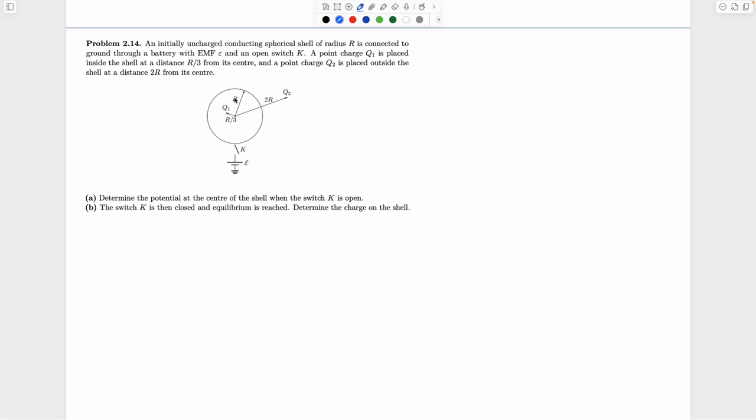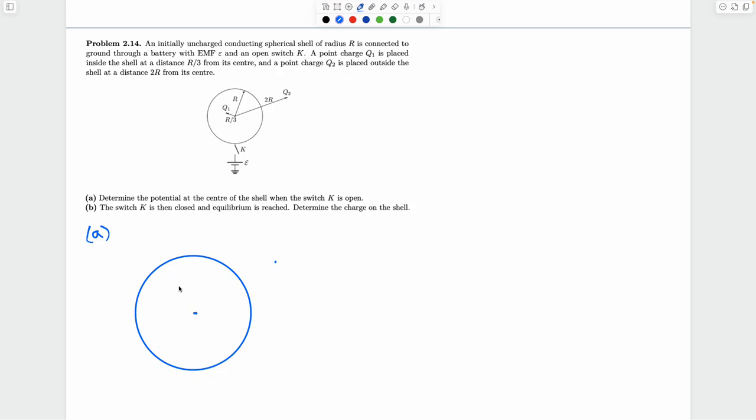So the other thing I would suggest is you just use properties of conductors as usual. So for part A, what you can do is you use the electrostatic shielding thingy. Okay, so let's think about firstly, right? When the switch is open, what happens when the first charge is placed?